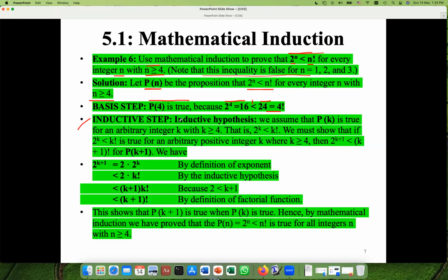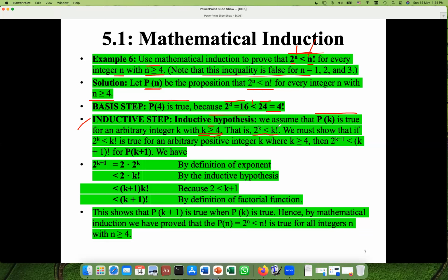Now the inductive step. In the inductive step, you have to assume first for P(k), and then you have to prove it for P(k plus 1). So the inductive hypothesis is that P(k) is true for any arbitrary integer k with k greater than or equal to 4. Put k in place of this n, and you will have your equation 2 raised to the power k less than k factorial. So this is our assumption.